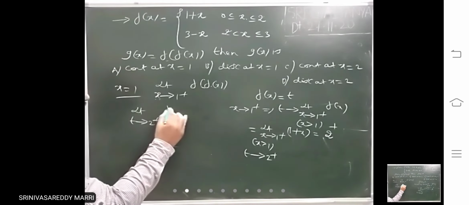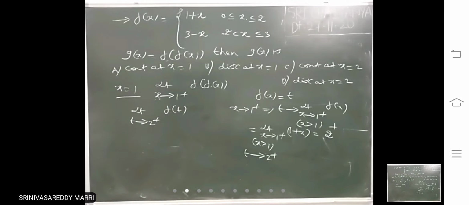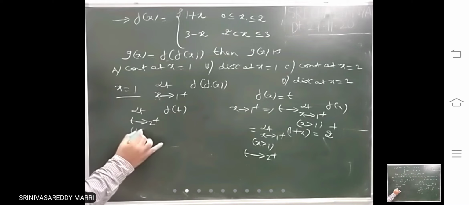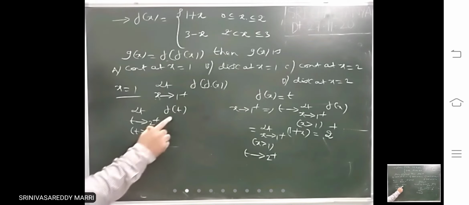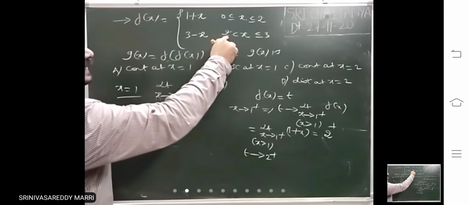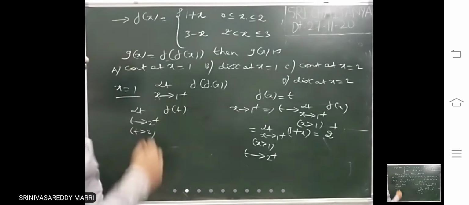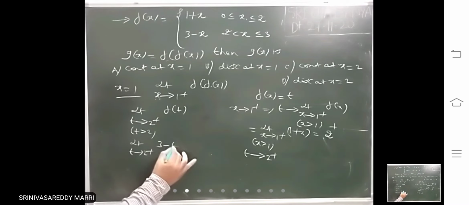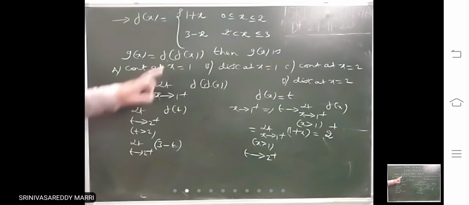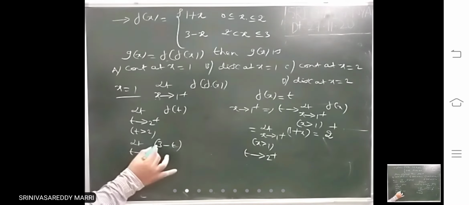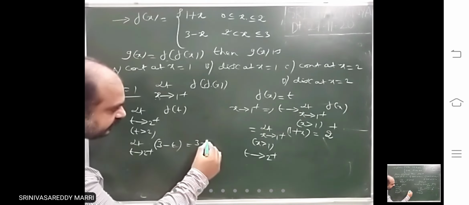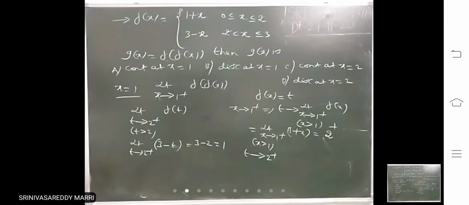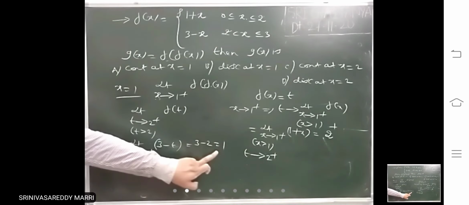Now look at f of t. Now t is greater than 2. Where t is greater than 2, f of x is 3 minus x. F of t means in place of x you write t, so instead of 3 minus x we write 3 minus t. Now substitute 2. 3 minus 2 is 1. That means the limit as x tends to 1 plus is 1.